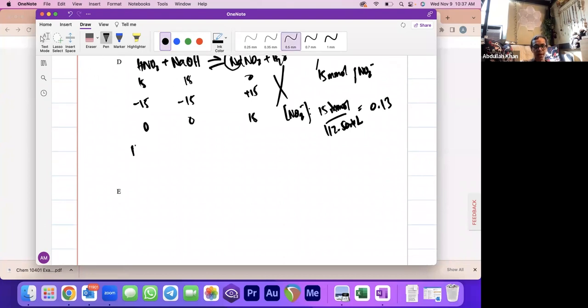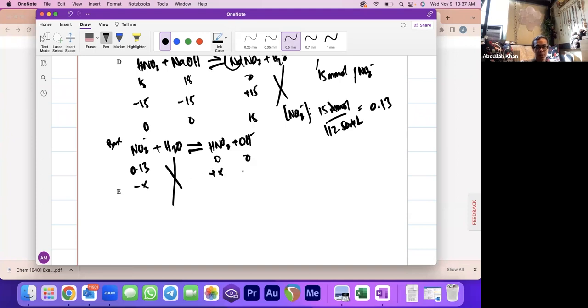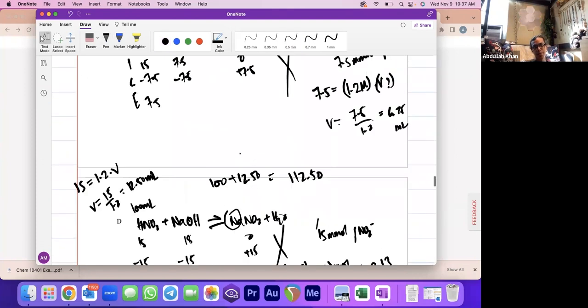Okay, so we have NO2 minus, the star of the show. This came from a weak acid, so this is basic. So it seems like it's going to be one of those except H plus kind of bases. This is now 0.13, water don't care, 0, 0. Minus X, plus X, plus X. 0.13 minus X, X and X. And so X squared over 0.13 minus X should be equal to KB, because this is a base equation. We're not given KB, we're given KA.